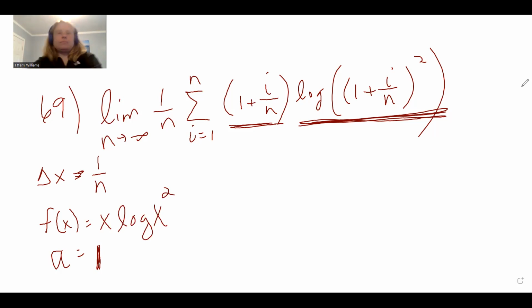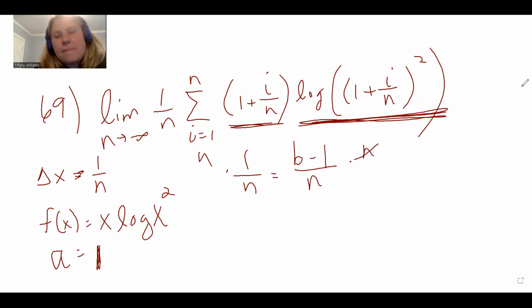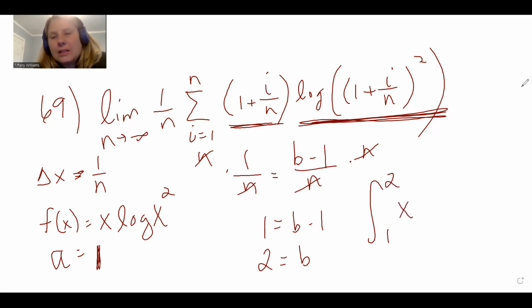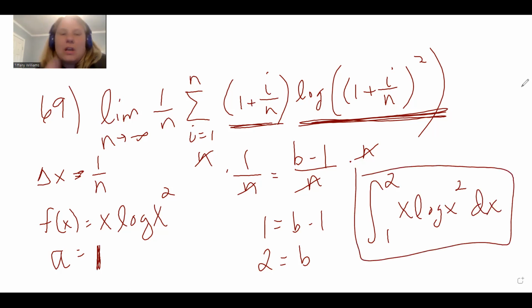So now I'm going to solve for b. So I've got 1 over n equals b minus a, which was 1 over n. Let's multiply both sides by n to make our n's cancel out. So we get 1 equals b minus 1, add 1 to both sides, b is 2. So I can set my integral up now to be 1 to 2 of x log x squared, and then I'm going to put a dx at the end of it. We always need our dx there. So that's what the definite integral is for that limit.